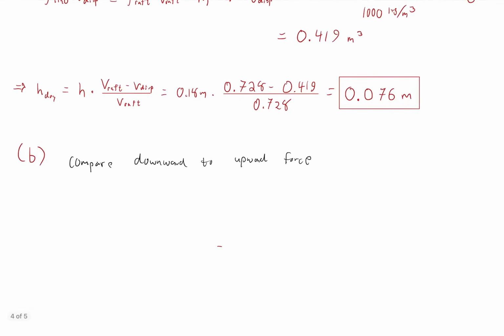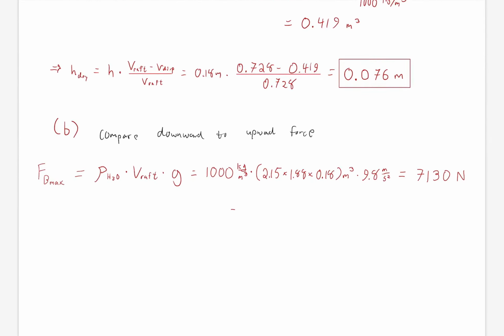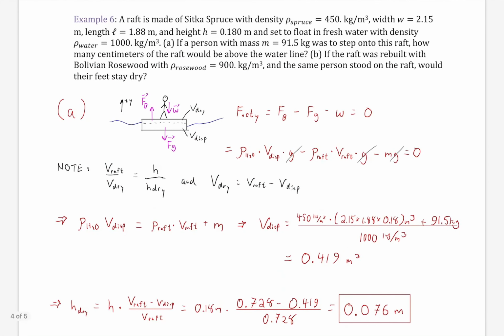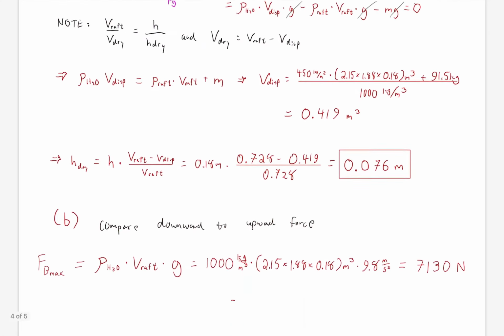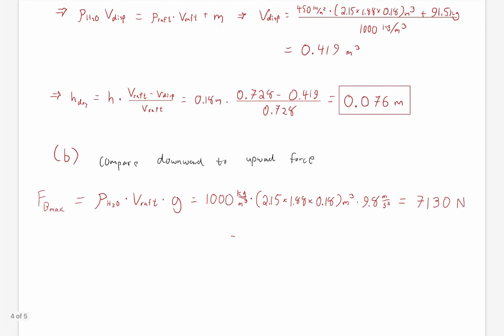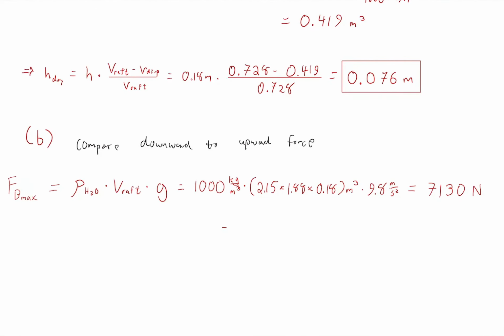So we're going to compare the downward to upward force. In this case, I'm just going to look at the maximum buoyant force, and the maximum buoyant force would mean the raft is fully submerged. This is the idea, because here we're asked, would they stay dry? Well, the case where they'd just barely be dry is if the raft sunk all the way down and was touching the water but hadn't started to sink yet. So I'm giving them the benefit of the doubt and saying that's the maximum buoyant force. The raft is fully submerged but not sinking. And so the maximum buoyant force in that case, fully submerged, is 7,130 newtons.